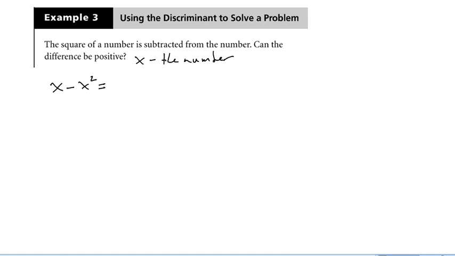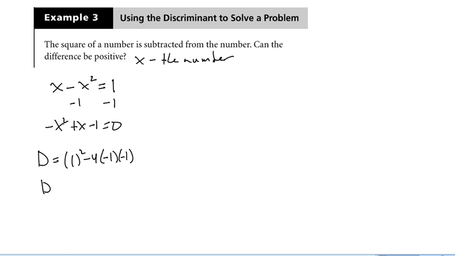Okay, so I don't know. Let's just see whether or not it can be 1. The way we can see whether or not it can be 1 is I'm going to subtract 1 from both sides, and I end up with negative x squared plus x minus 1 equals 0. If this has at least one real solution, then the difference can be 1. So in this case, my D is going to be 1 squared minus 4 times negative 1 times negative 1. D is going to be negative 3. Okay, so the difference can't be 1.